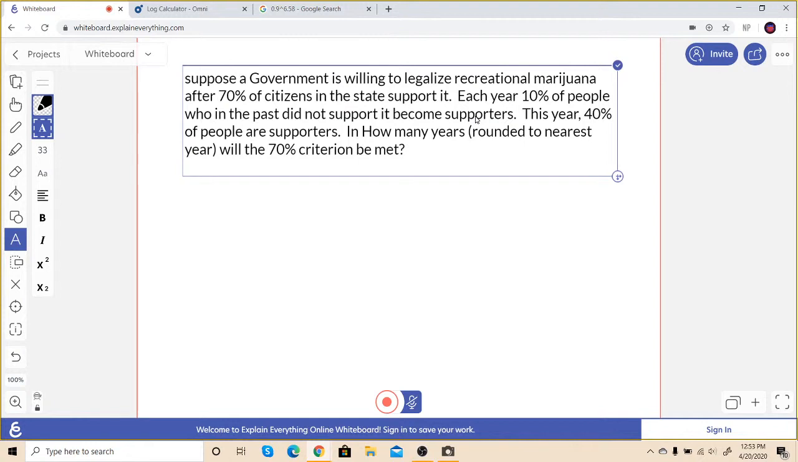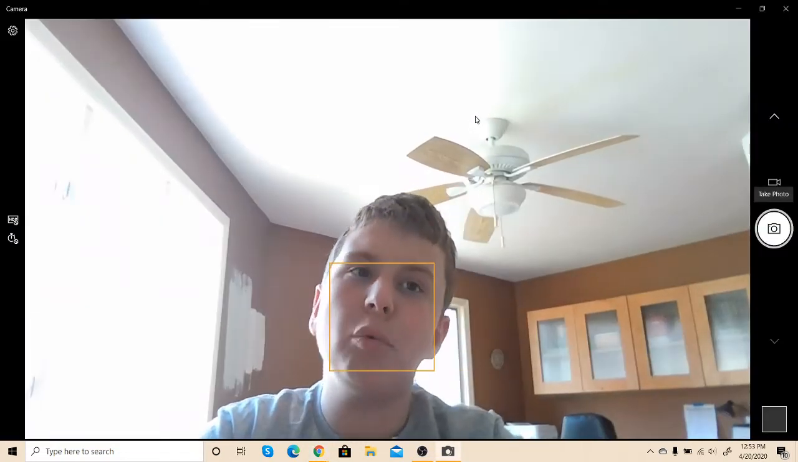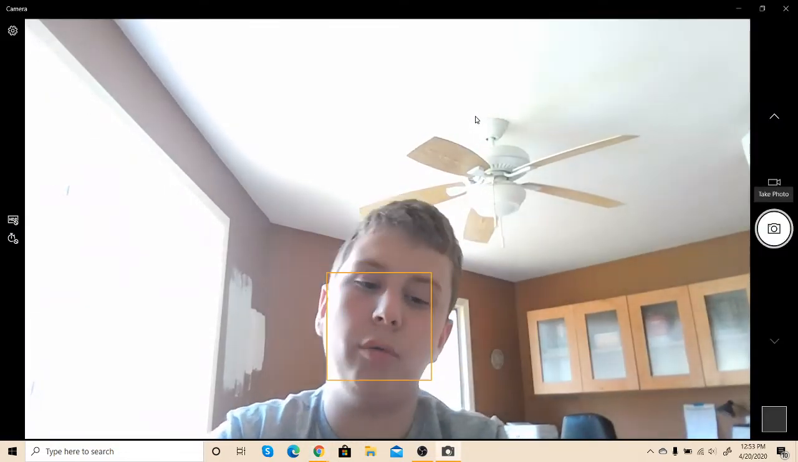Suppose the government is willing to legalize recreational marijuana after 70% of its citizens in the state support it. Each year, 10% of people who in the past did not support it become supporters. This year, 40% of people are supporters. How many years, rounded to the nearest year, will the 70% criterion be met? So we could do a little guess and check here, but we're going to solve this the right way.